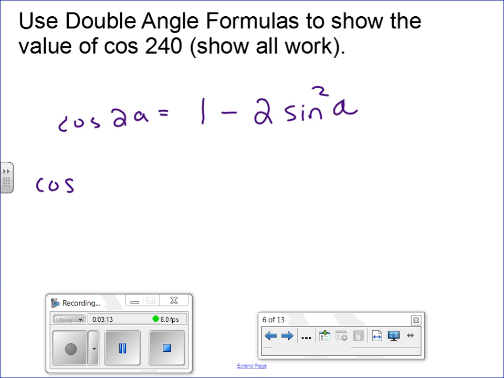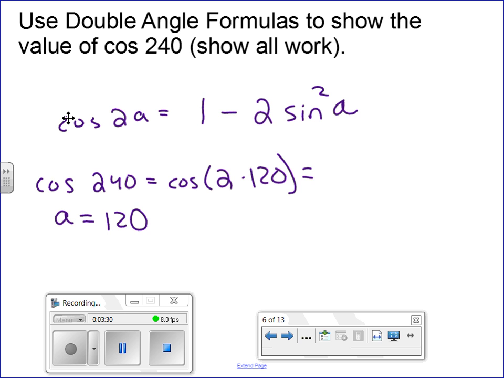So cosine of 240 could be rewritten as cosine of 2 times 120. That's why it's called a double angle formula. You just select whatever angle you would double to get 240. So 120 is the angle I would be doubling. So my A value is 120. Make sense? Everywhere we see an A, we're going to put a 120 in.